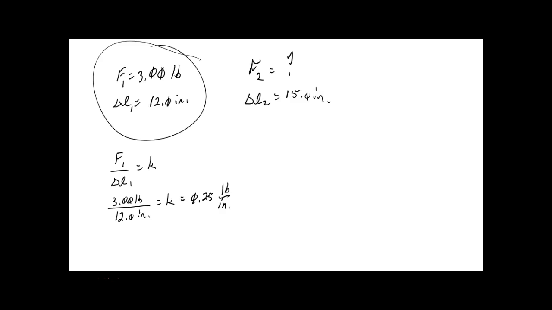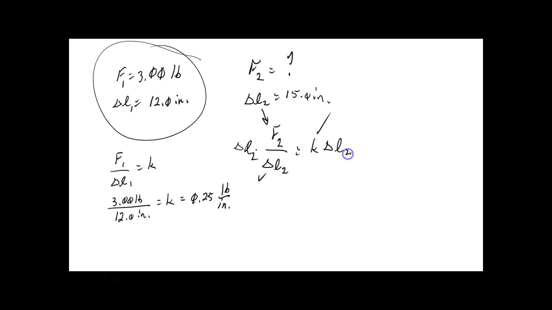Now that we know the spring constant, we can use it over here and say that F sub 2 divided by delta L sub 2 is equal to K. Now we know K. They told us the delta L2, so we're looking for F. So how do we get this? How do we isolate that F? The delta L is on the bottom. How do we undo that? You undo it by, how do you undo division? Multiply. Multiply both sides by delta L2.